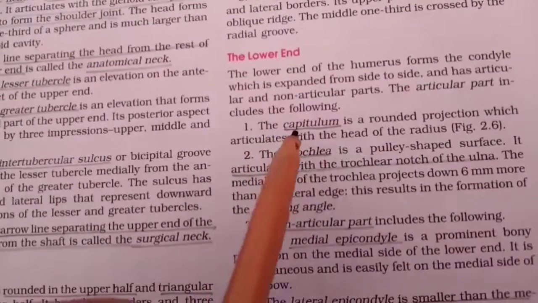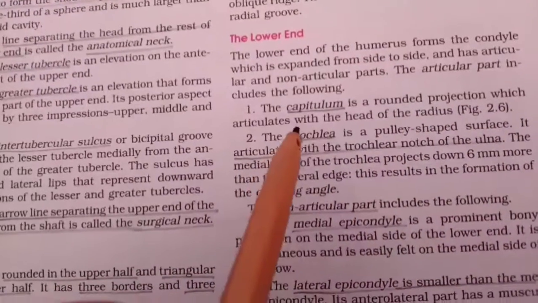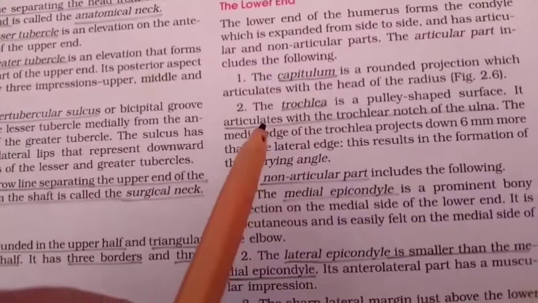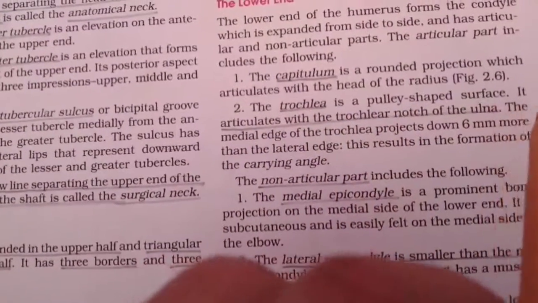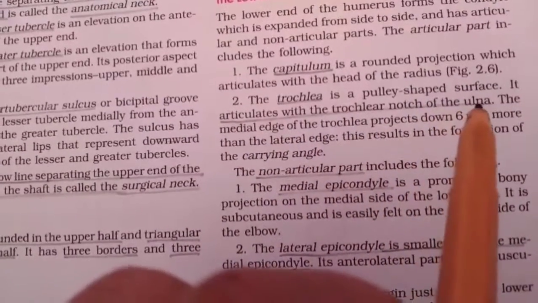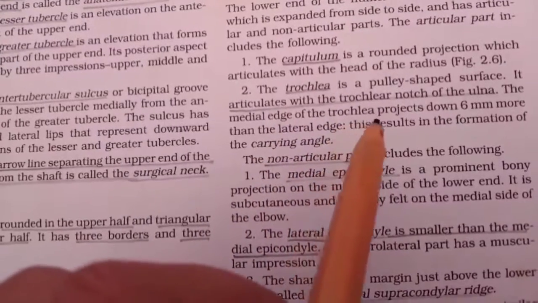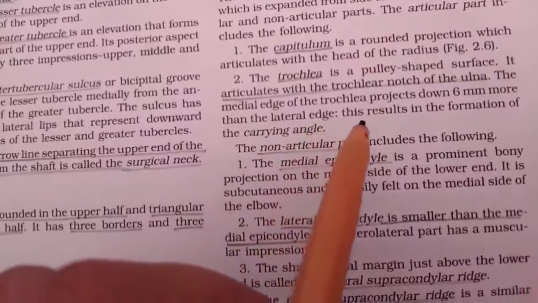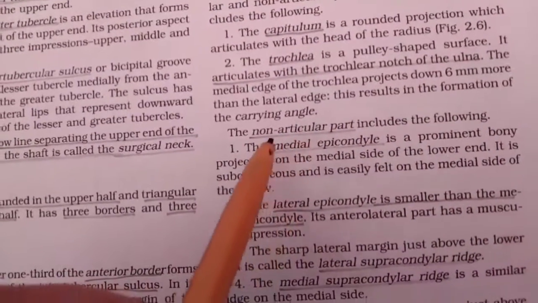Number 1, the capitulum is a rounded projection which articulates with the head of the radius. Number 2, the trochlea is a pulley-shaped surface which articulates with the trochlear notch of the ulna. The medial edge of the trochlea projects down 6 mm more than the lateral edge. This results in the formation of the carrying angle.